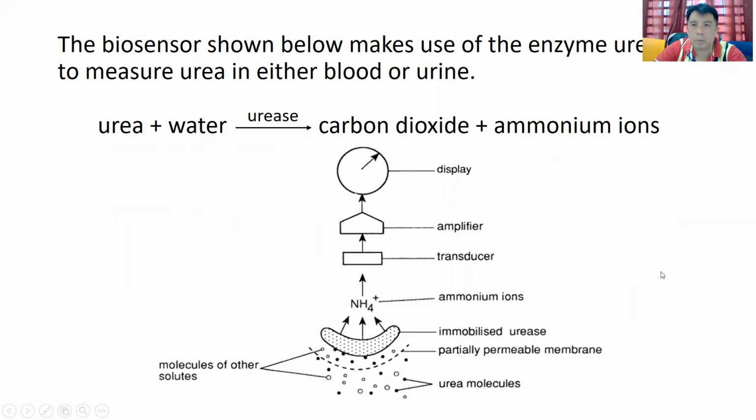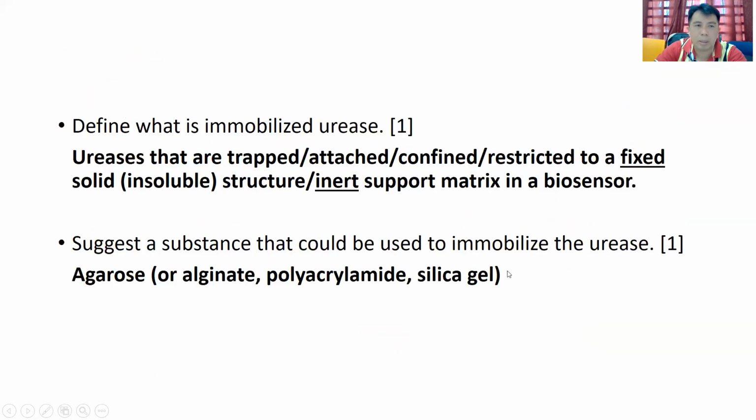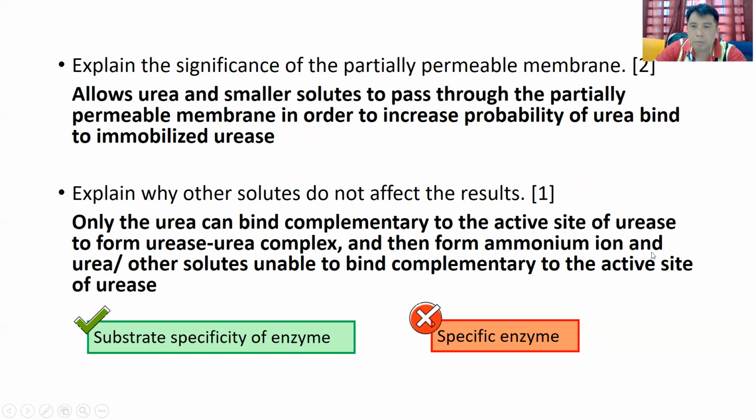Okay, we go back to here. Carbon dioxide. This one is not urea and carbon dioxide. So say other solutes are unable to bind complementary to the active site of urease. So this one we talk about the substrate specificity of the enzyme. So this is referred to as specific substrate, not specific enzyme.